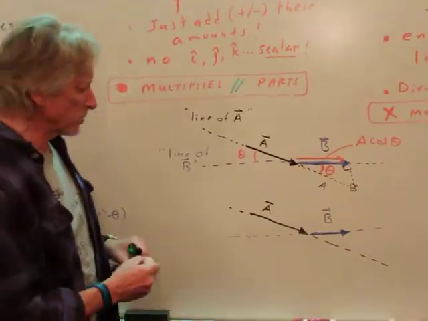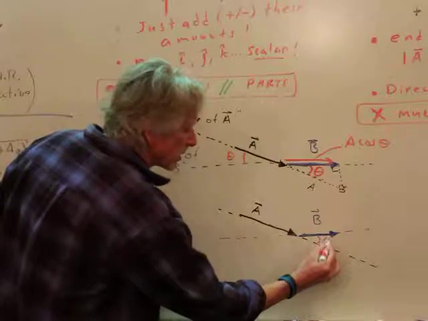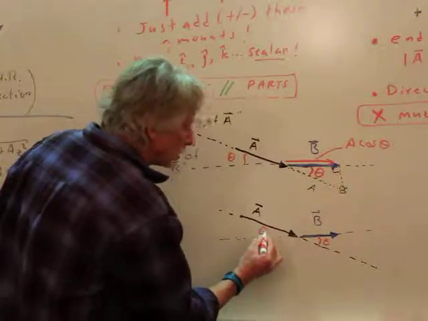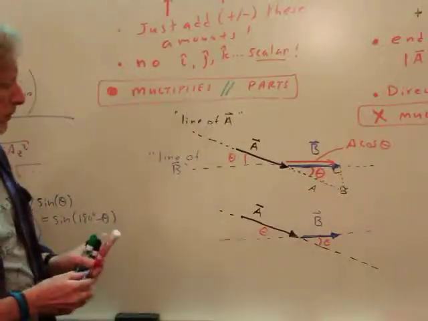Okay, so where's the angle? We're the angles between the lines. So here's theta and here's theta. So now let me look at B.